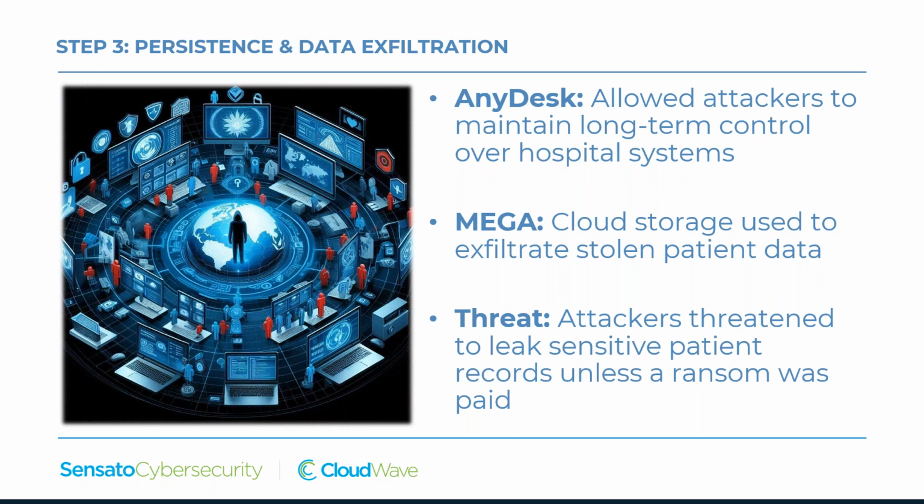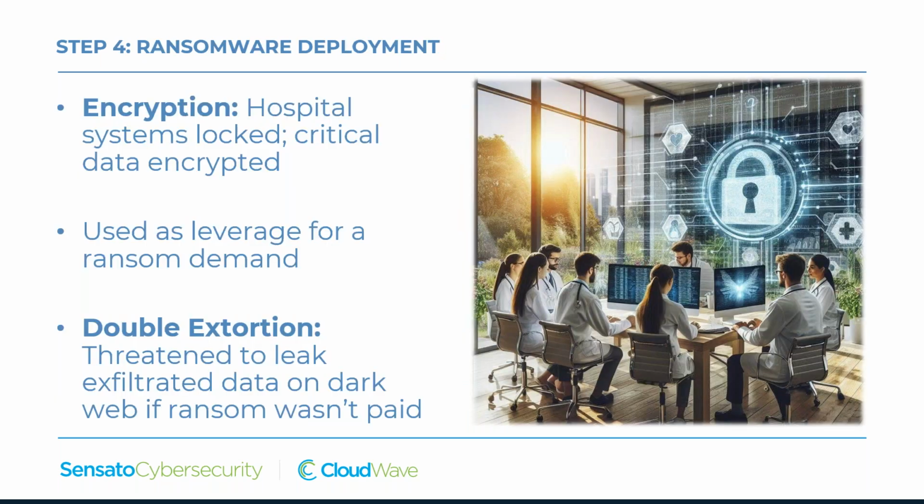So when we talk about double extortion, the first phase of extortion is they exfiltrate the data, and they try to get organizations to pay a ransom not to release that exfiltrated data. So that's the first step in that double extortion. The second step is deploy ransomware. And that's where they lock the systems, they encrypt the systems and make them unavailable, used as leverage for a ransom demand. So that double extortion, like we say, they threaten to leak the extorted data on the dark web.